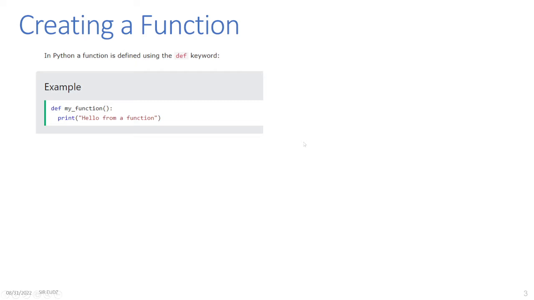Creating a function. In Python, a function is defined using the def keyword. So, for example, def my_function, then print "Hello from a function".